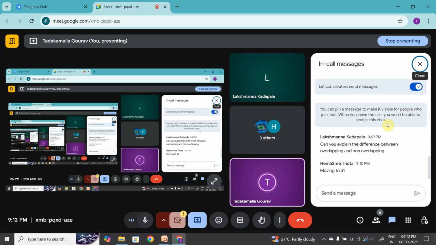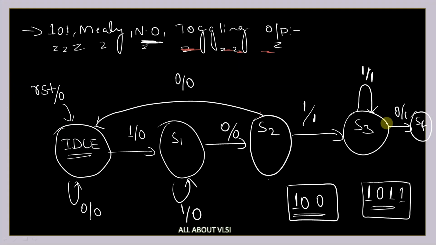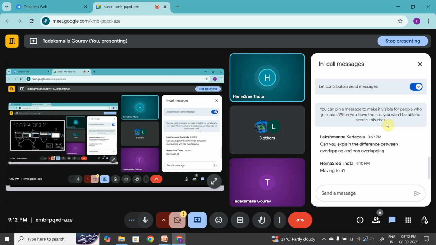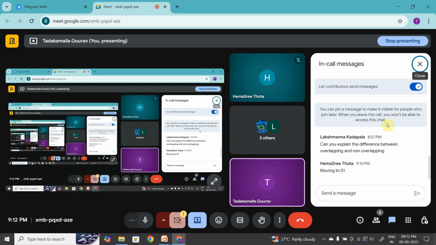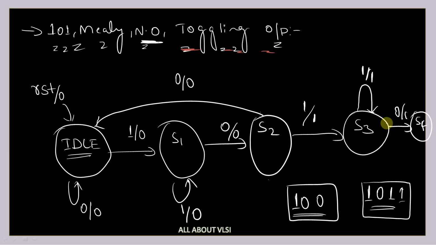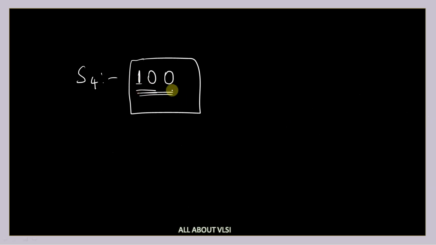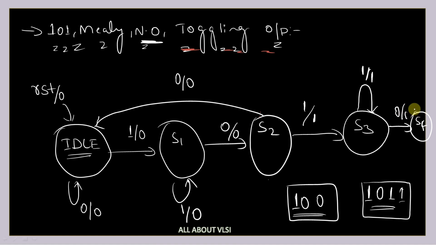Hemasri, what was your question? I didn't get it. Moving to S1. Okay. And Lakshmana, what were you saying? S4 to S2. Okay. So if we are getting 1 0 and if we are getting one more 0, yeah, exactly. So I'm going to simply S2 state.